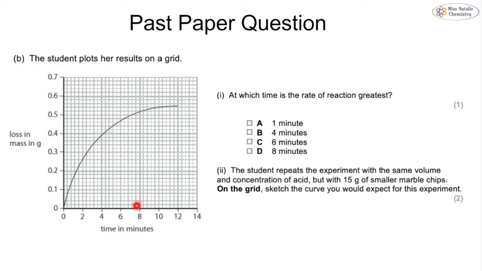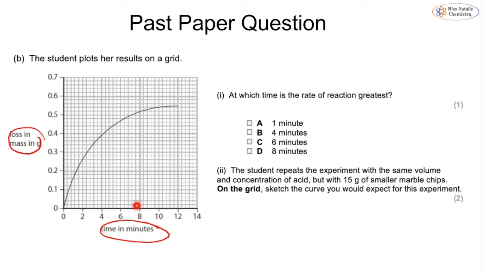So the student then plots her results on a grid. So you can see that we have the loss of mass and the time in minutes, and we want to look at which time the reaction is fastest. Is it the fastest at 1 minute, at 4 minutes, 6 minutes, or 8 minutes? Well, we know as the reaction continues, it's going to get slower, but this particular question is asking us to look at the steepness of the graph.